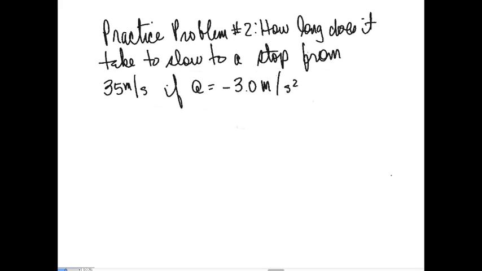Practice problem number 2. How long does it take to slow to a stop from 35 meters per second if the acceleration is minus 3.0 meters per second squared? A little bit different. You have to find time instead of an acceleration, but to start with the basic equation, should be no problem. Stop the video, work the problem, and compare your answer to what's given.